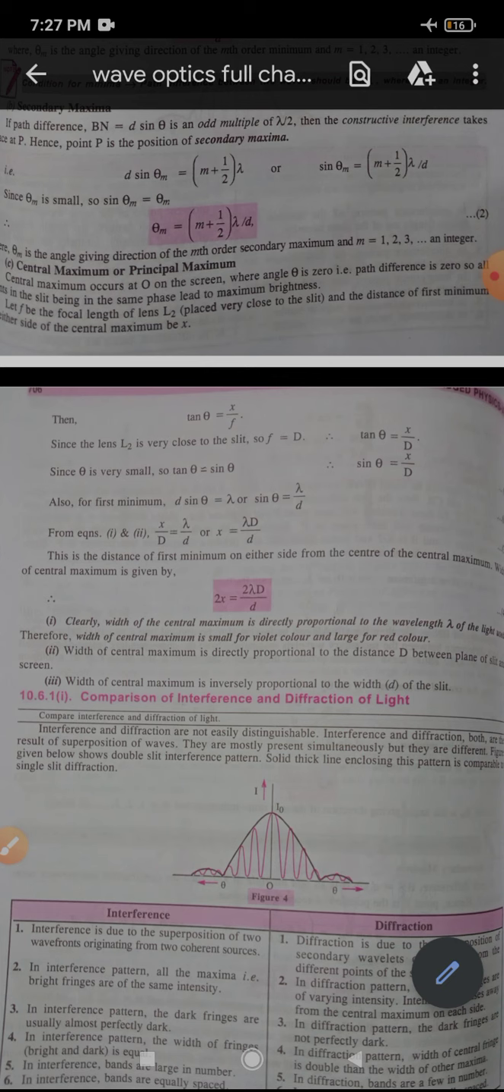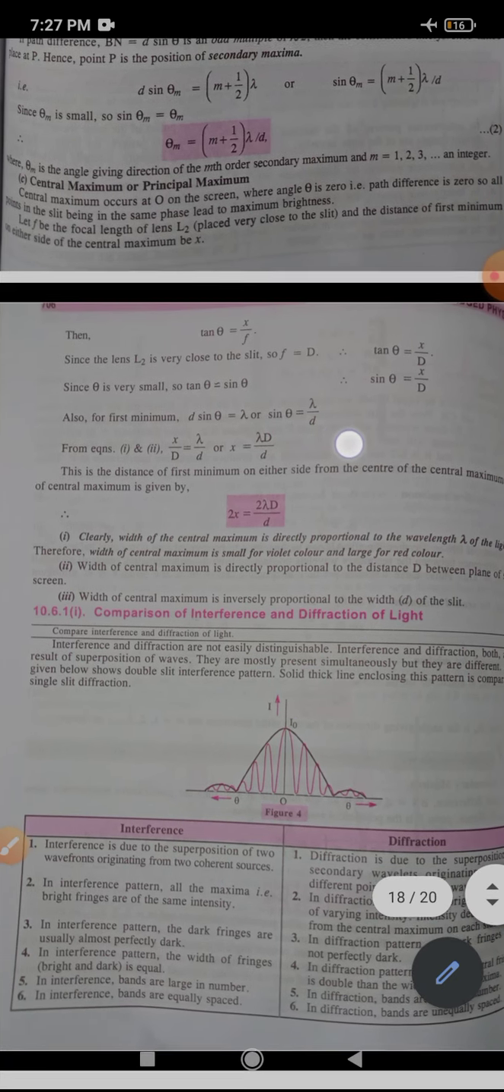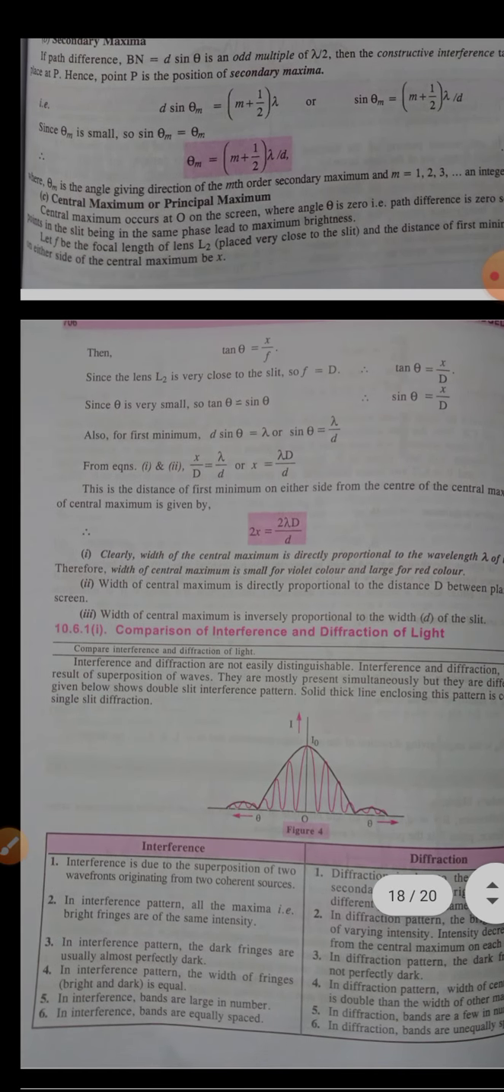When angle theta is taken to be 0, the path difference is 0. So the points in the slit being in the same phase leads to the maximum brightness. Let f be the focal length of the lens L2, and the distance of the first minimum on either side of the central maximum be x. Then we will have tan theta equal to x divided by f.